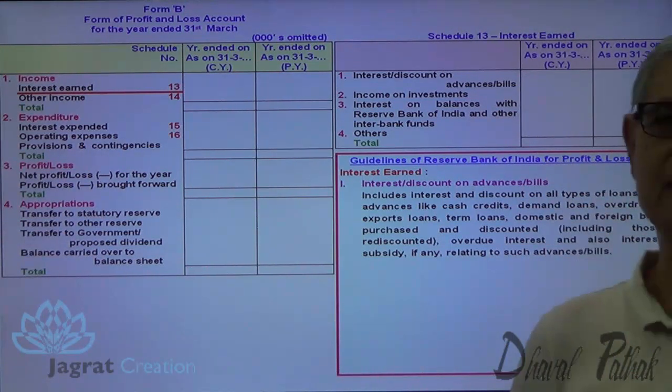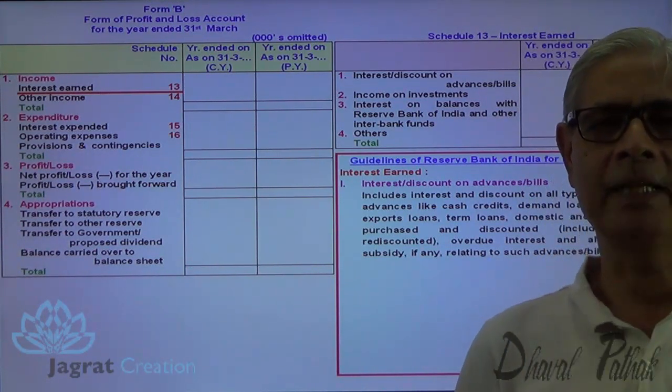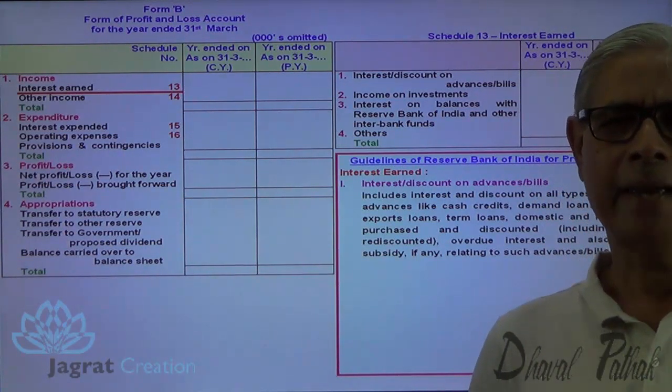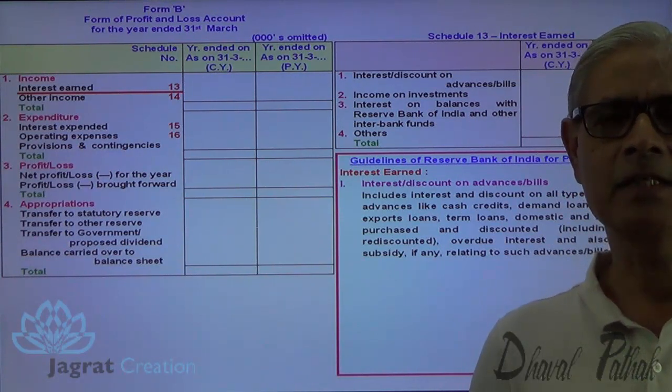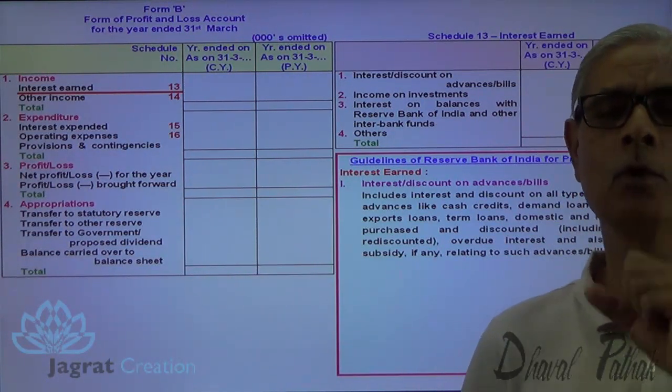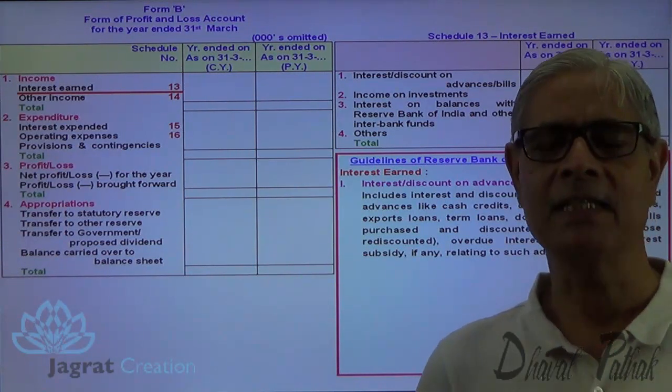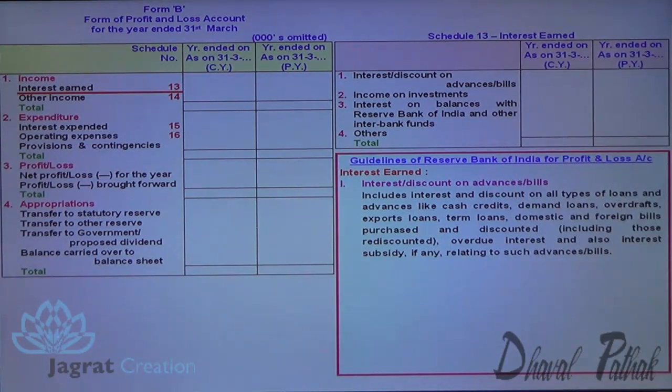Now, domestic advances. The bank has advanced money for domestic purposes. Suppose that some X wants to purchase a residential house or a flat. Housing loans are given by the bank to the needy persons. Those advances are known as domestic advances.